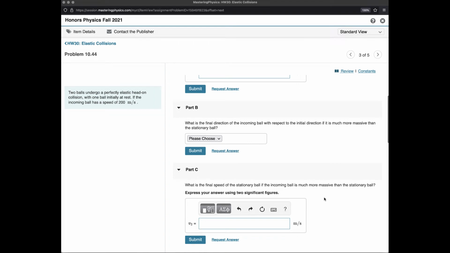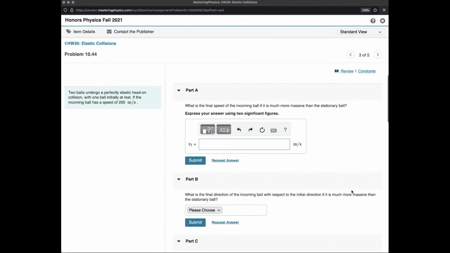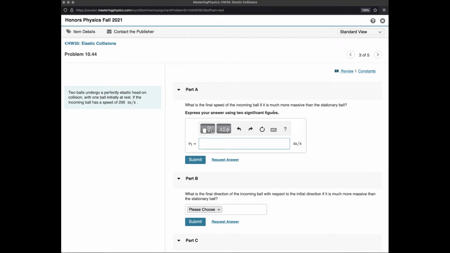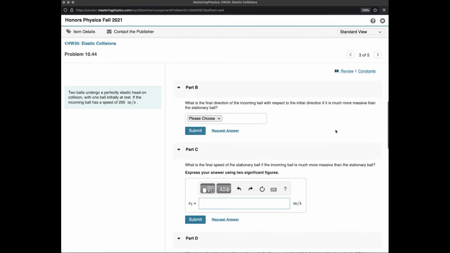What is the final speed of the stationary ball if the incoming ball is much more massive than the stationary ball? Is that not what they said in the first part? What is the final speed of the incoming ball if it is much more massive than the stationary ball, is what part A says. Now in part C, what is the final speed of the stationary ball if the incoming ball is much more massive than the stationary ball? Okay, so it's the same physical situation. But now I have to consider that the masses are much, much larger.